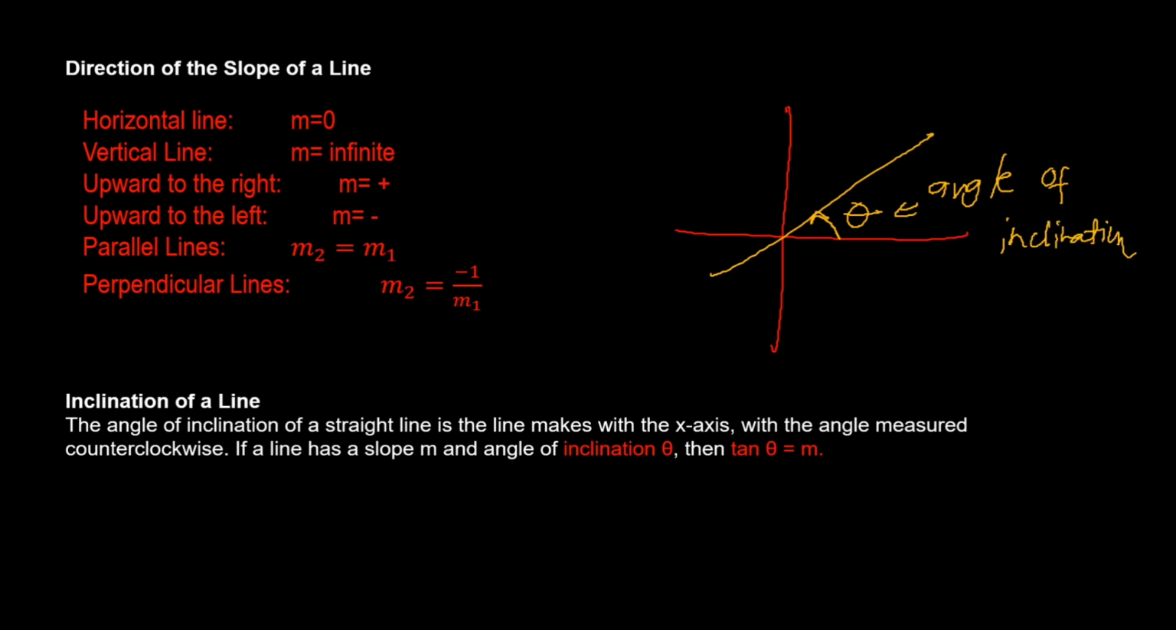Another. So, if the given line is this one, and then pa-left naman, the angle of inclination, again, forms from the x-axis pa counterclockwise. So, ito yung angle of inclination natin. Then, the slope of the line is equal to the tan theta, or the angle of inclination.